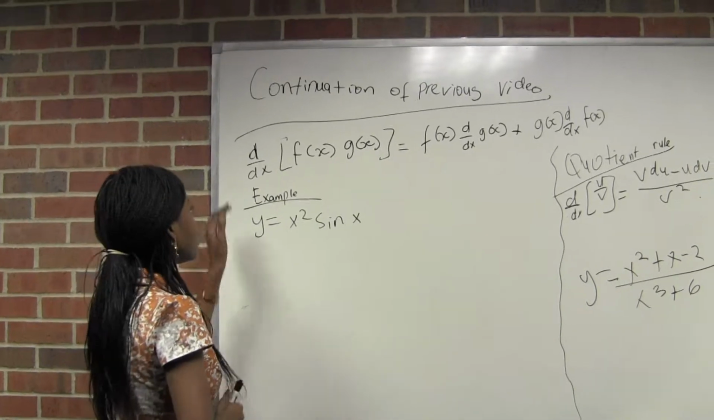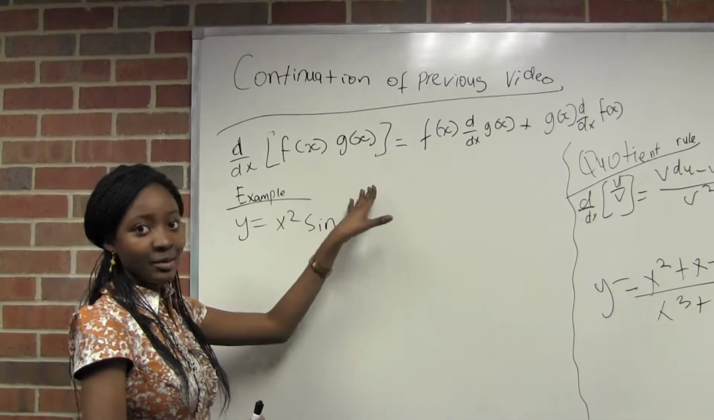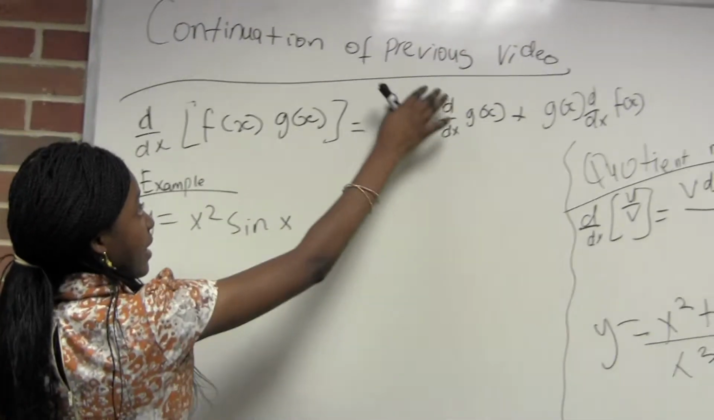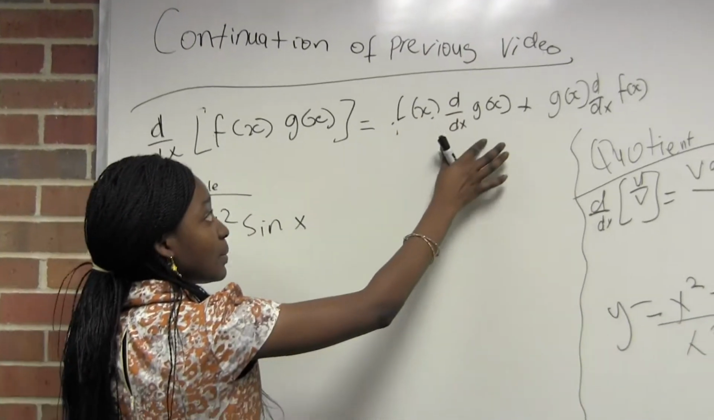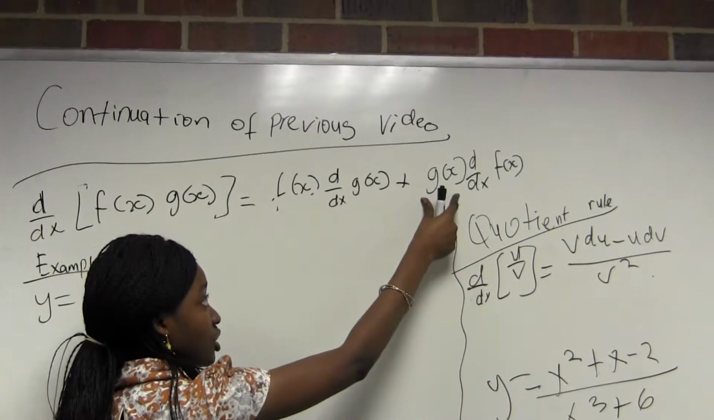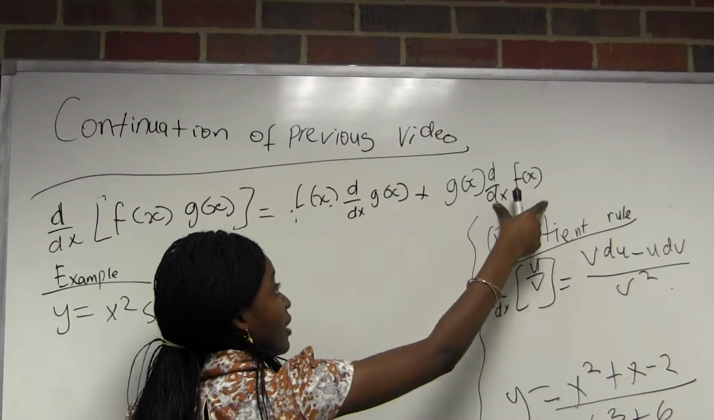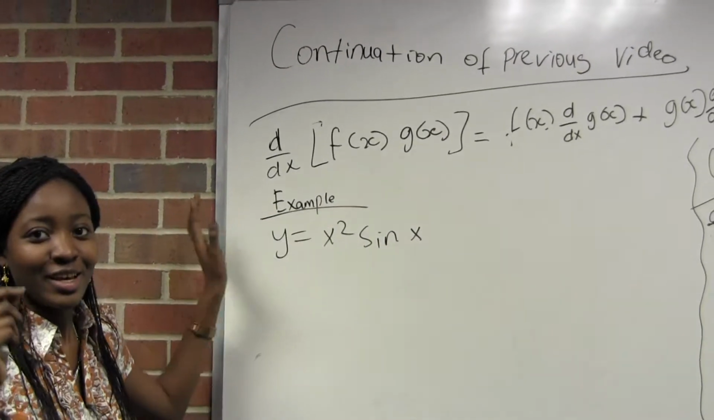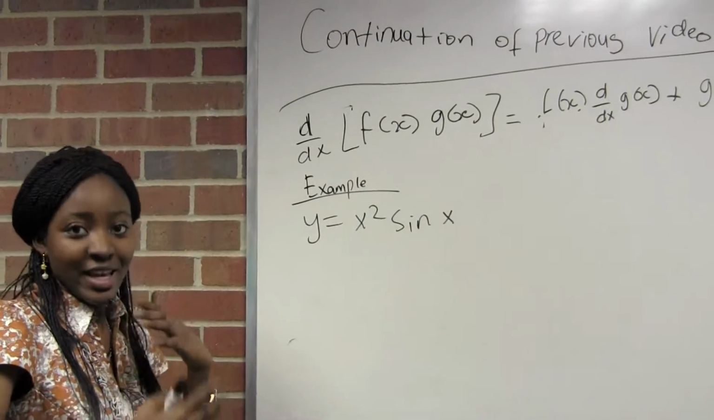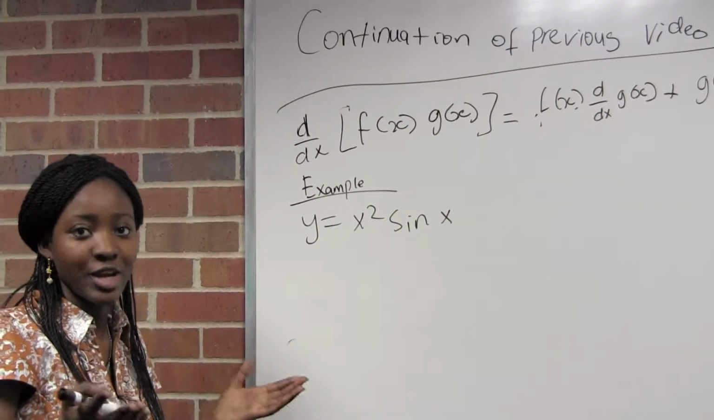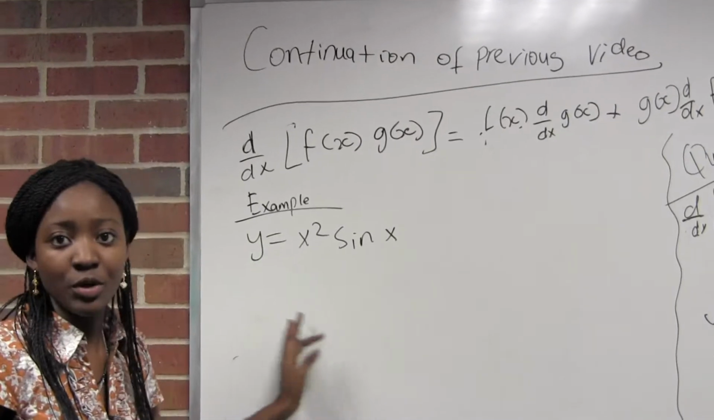So here I have the derivative of f of x times g of x, right? This is going to give me f of x multiplied by the derivative of g of x plus g of x times the derivative of f of x. So this is just something you need to memorize. For the first 2 days in class, it might be a little bit challenging, but practice makes perfect, right? So this is the first example we're going to try to solve.